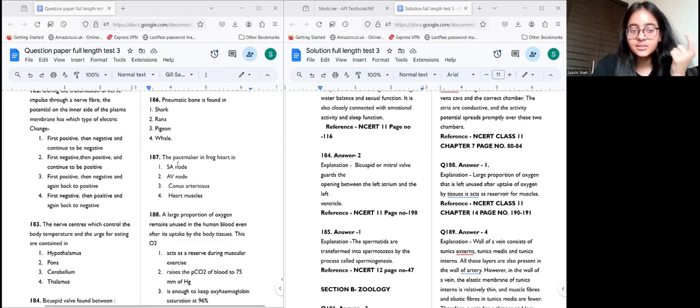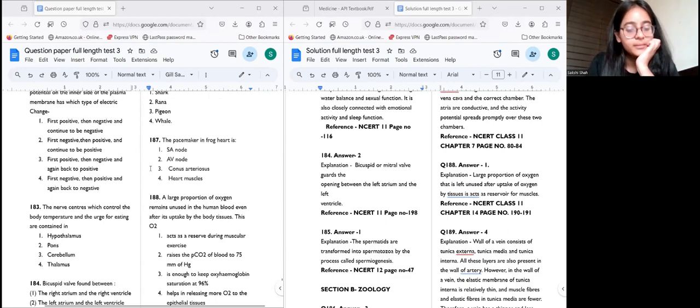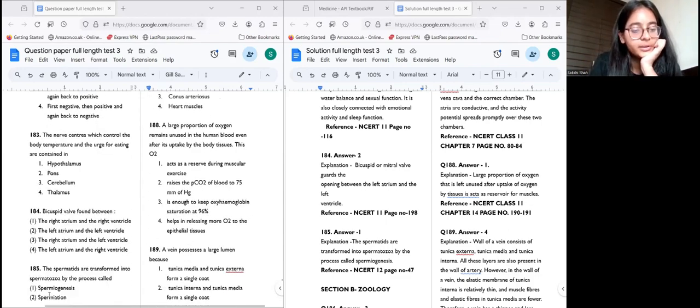Spermatogenesis, spermiogenesis, and spermiation. Spermiation is the process of release of the sperms. Spermatogenesis is the process of formation of sperms from the germ cells directly. So the answer for this question is spermiogenesis, which is option number 1.